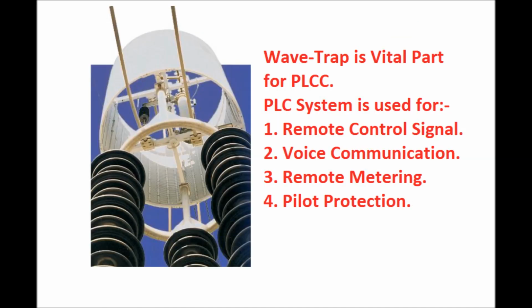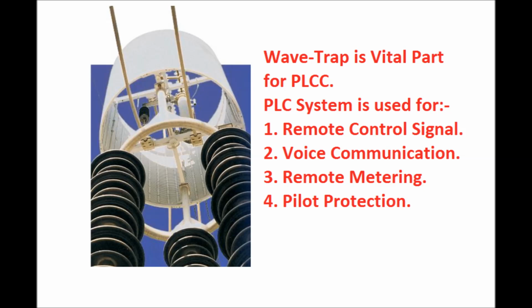Since the wave trap is connected in series with the transmission line into a bay, after that all the bay equipment are connected: bay equipment like line isolators, line side CT, circuit breaker and the bus side isolator. This wave trap prevents the high frequency signal from entering into the substation. So the wave trap is a vital part of power line carrier communications, and the power line carrier signal is used for remote control signals.